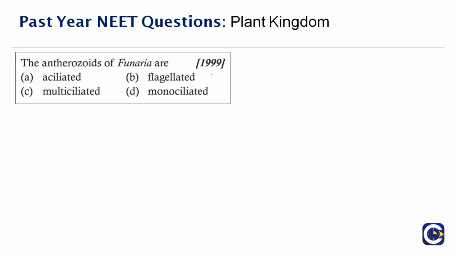This question was asked in the year 1999. The antherozoids of Funaria are dash. I think all of you would have guessed the answer by now because they have talked about cilia, because cilia is not found in Funaria. It is found in organisms like Paramecium. You'll find cilia all over the body. They are talking about monociliated, single cilia, aciliated, no cilia, multiciliated, cilia all over the body. So the correct answer to this question is flagellated.